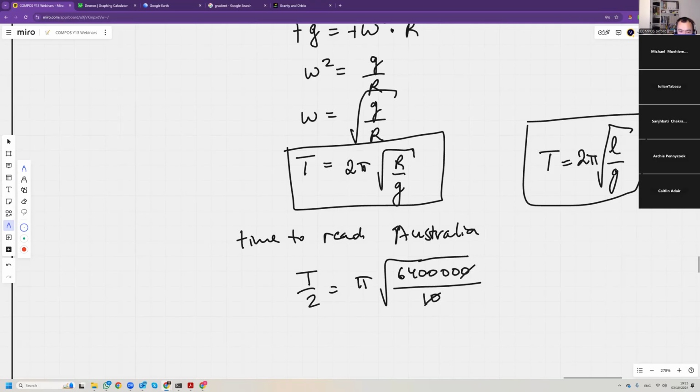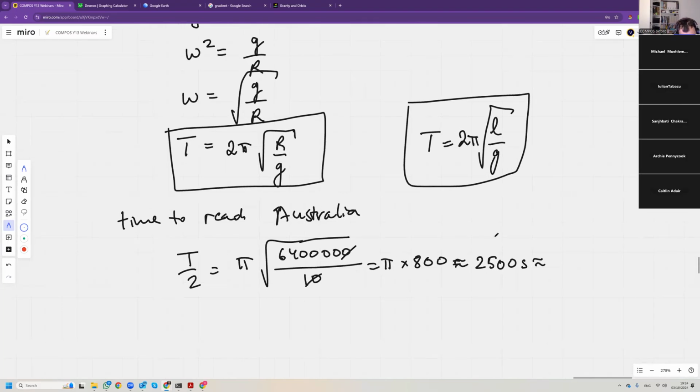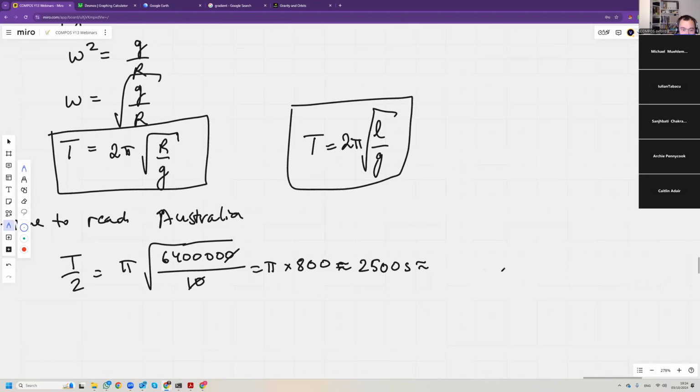So that cancels. 64, 8. So it's going to be pi multiplied by 800. 800 pi. So about roughly 800 multiplied by pi, 2,500 seconds, which is approximately, divided by 60, 42 minutes. 42 minutes.